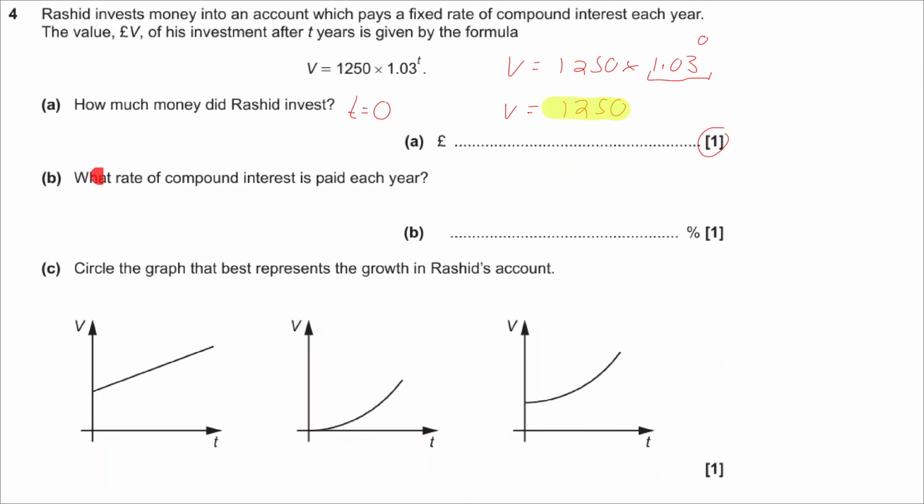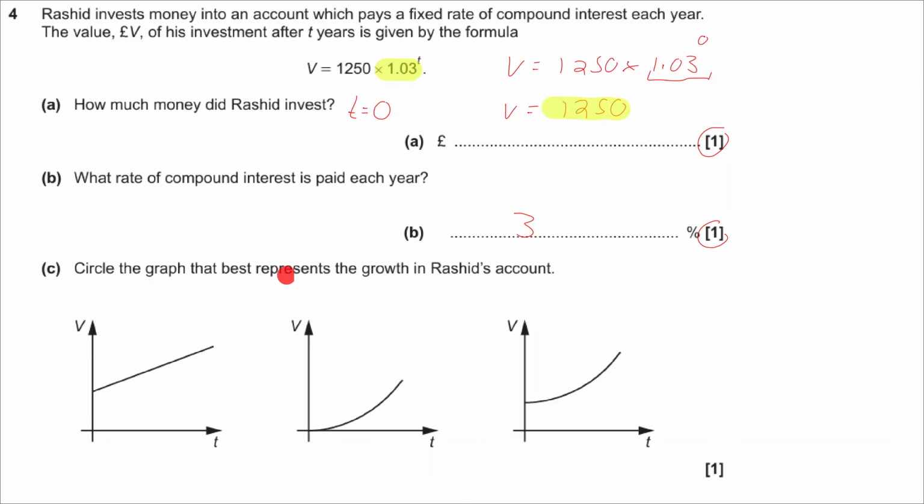It says, what rate of compound interest is paid each year? Well, this 1.03 here, this is what you call the multiplier. And if you're multiplying by 1.03, percentage multiplier, that is a 3% increase. So the rate of compound interest each year is going to be equal to 3%, 1 mark in the bank. So this is compound interest, this topic.